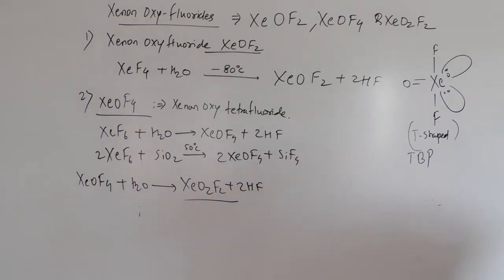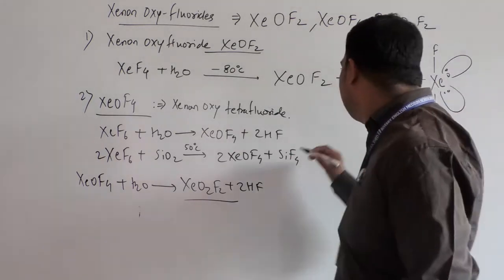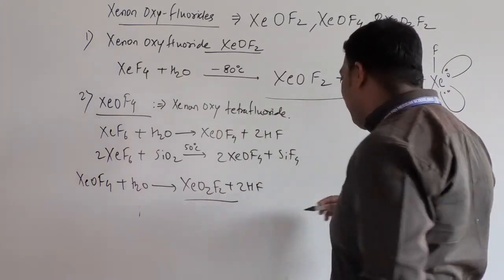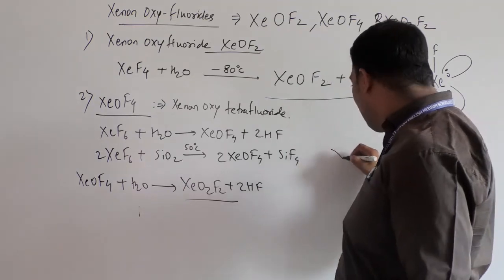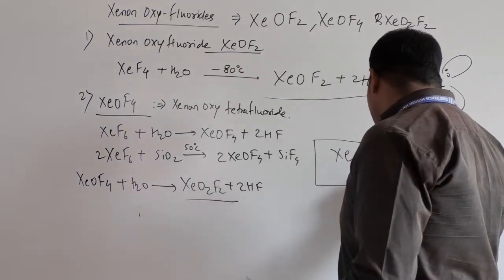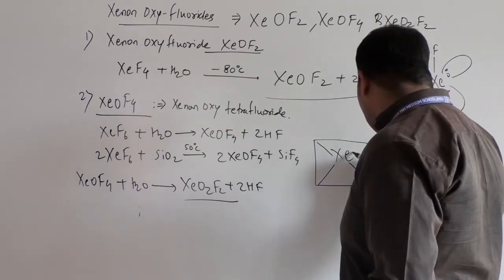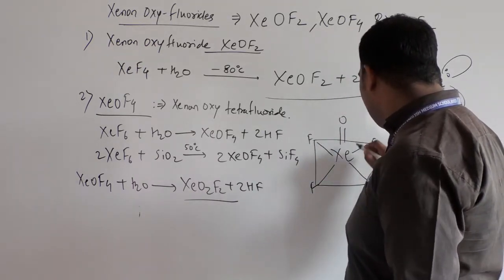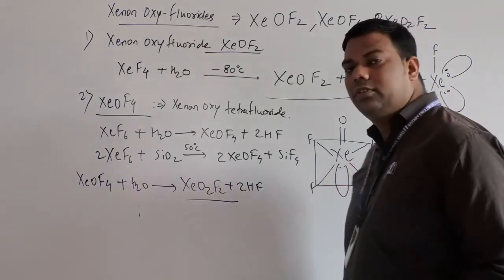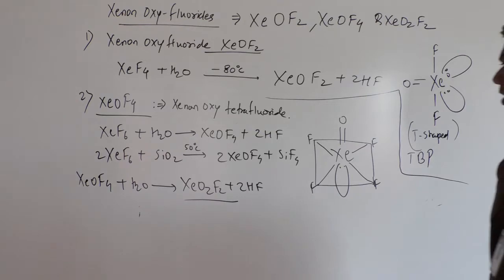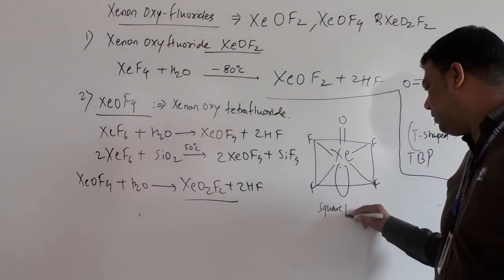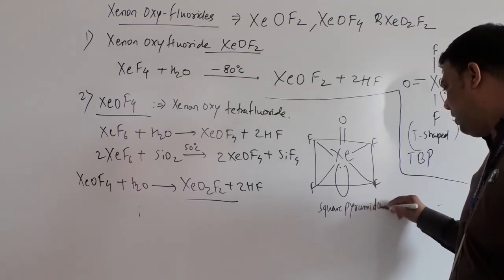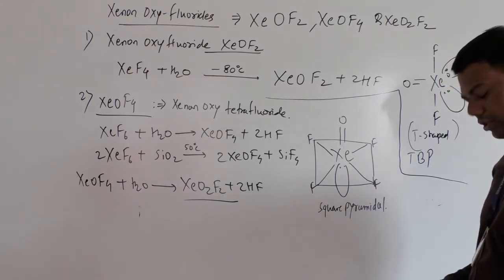Now it's time to discuss the XeOF4 structure. So pay attention, see here. Your Xe as like this, OF4 as like this. 1, 2, 3, 4, 5, 6, 7, 8. Understood? Square pyramidal, what we call square pyramidal. I hope you understood this.